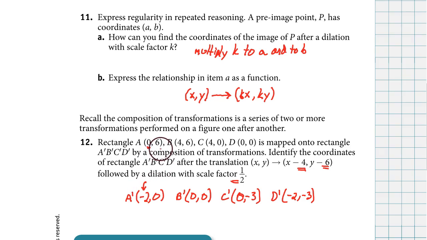Now for the y coordinate. I subtracted 6 from the 6, getting 0, and then I multiplied by the scale factor of 1/2. 1/2 times 0 is 0. So that is why A prime is located at -2, 0.